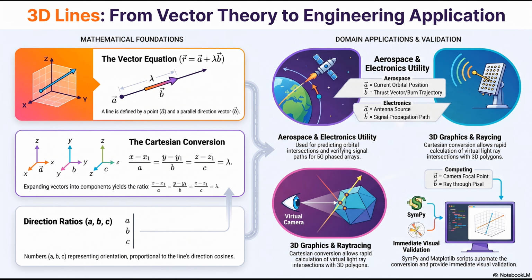Okay, let's unpack this, because before we get to the rockets or invisible data streams, we have to establish the basic ingredients of a line in 3D space. Right, and when you strip it down, it is surprisingly elegant. The source material starts with the fundamental premise that to uniquely determine a line in three-dimensional space, you only need two pieces of information. Just two. You need a specific point that the line passes through, and you need its orientation. That is it, a starting location and a direction.